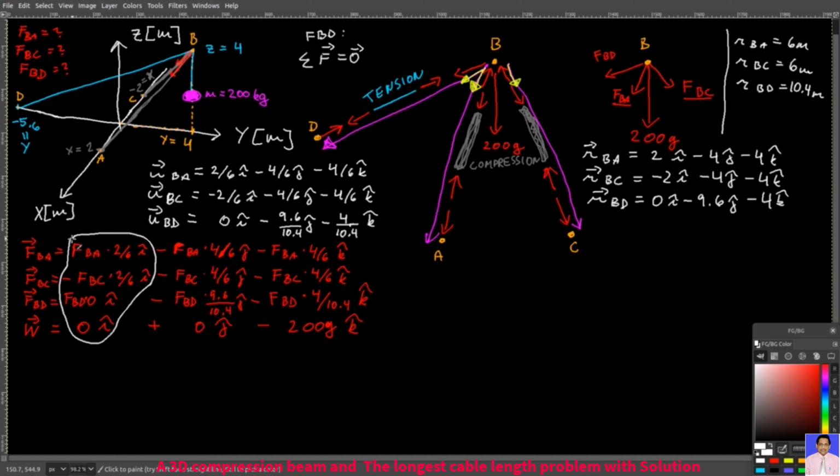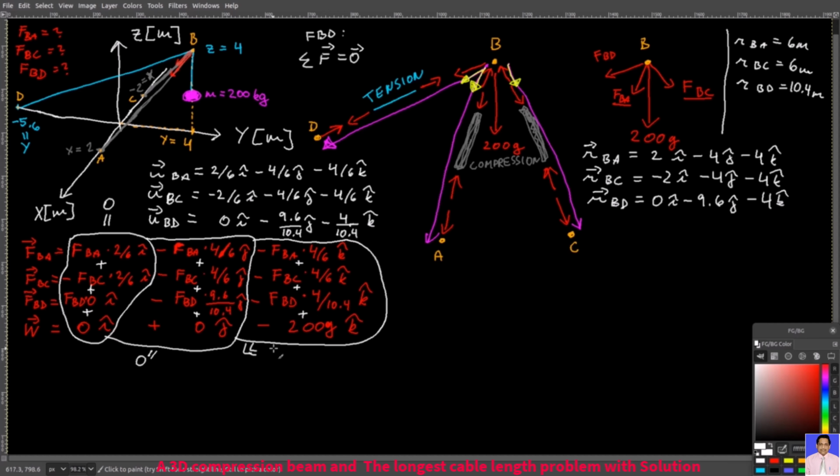And so now, I will simply apply the equilibrium principle. I'm going to add up all my I components, and it will be 0 if I sum them all up. Then the same thing here, if I add up all my J components, it will be 0. And the same thing here. If I add up all my K components, it will be 0. You can see that when you add up your I components, then this term here will be 0, because you're multiplying FBD by 0. So for the I component, you have this equation, which you can rewrite like this.